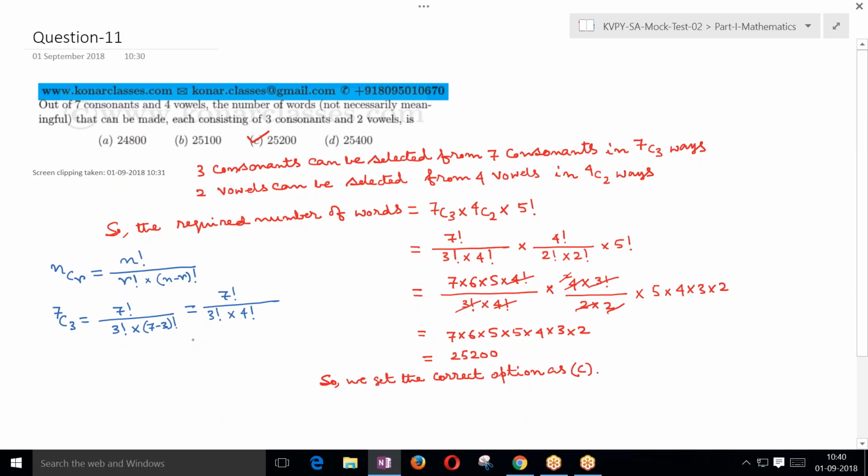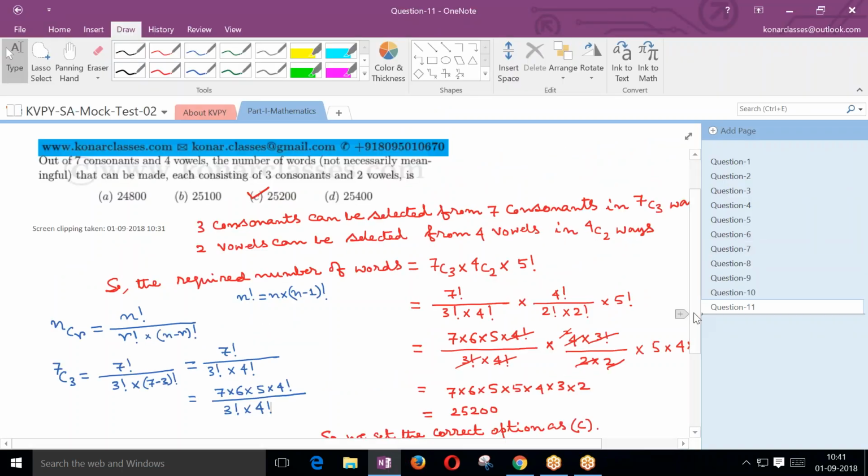Now there is a rule. The rule is that n factorial is equal to n into n minus 1 factorial. I hope you are aware of it. So now 7 factorial means 7 into 6 factorial, and 6 factorial means 6 into 5 factorial. 5 factorial means 5 into 4 factorial. So 7 factorial we can write this way. You understood this one? Okay, great. So shall I proceed to the next? Okay, good. So now let's go to the next question.